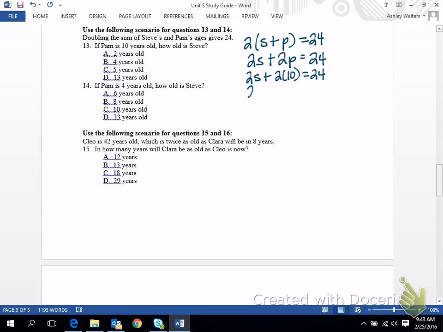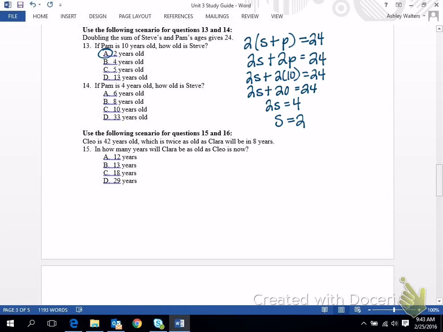So that is 2S plus 20 is equal to 24. You're going to subtract 20 from both sides, leaving us with 2S is equal to 4. Divide by 2, and S, or Steve, is 2 years old. Yay. In number 14, if Pam is 4 years old, then how old is Steve?